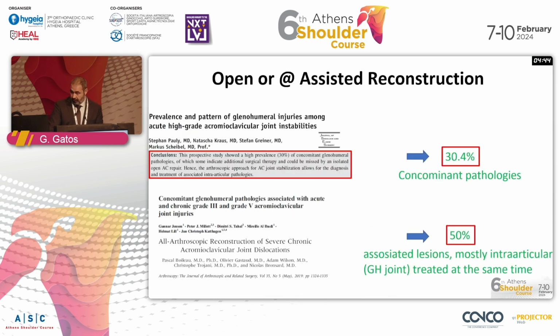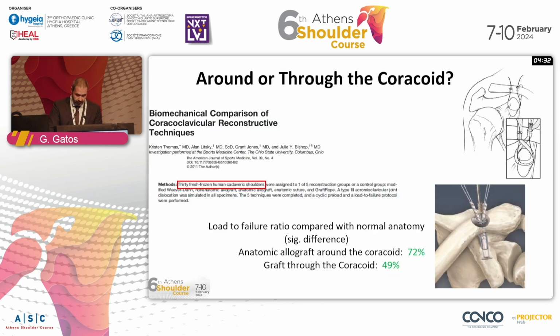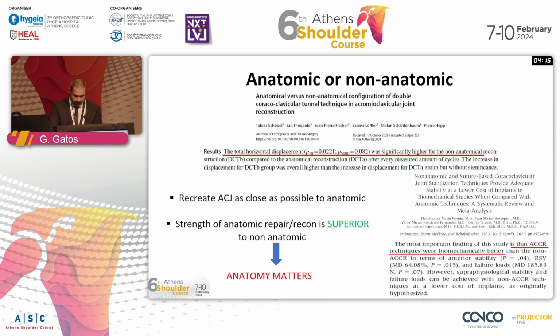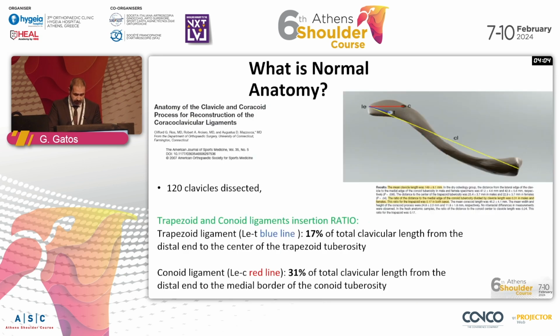An advantage of the arthroscopically assisted technique seems obvious in terms of treating concomitant glenohumeral pathology, present in nearly 30% of AC joint injuries. Around or through the coracoid: biomechanical comparison showed that the load-to-failure ratio compared with normal anatomy was significantly better when the anatomic allograft was placed around the coracoid than through it, in cadaveric specimens at least. Also, when the final result resembled the normal anatomy, the fixation was superior in stability and strength. So anatomy matters.